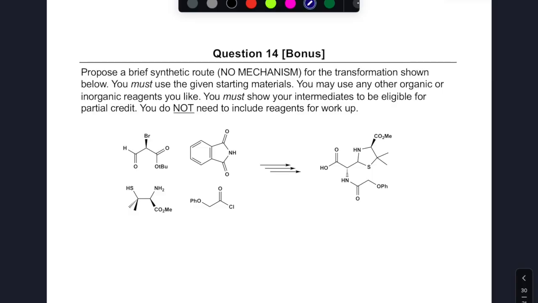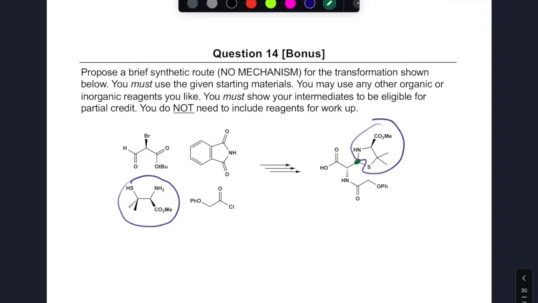Okay, now for the bonus question. This is actually a synthesis of penicillin V for anybody who's interested. Now I'm just going to give you some of the fragments. Again, I'm not going to give you all the details, but a couple really important things to focus on. If you look at the molecule you're making here, this fragment actually corresponds to this part here.